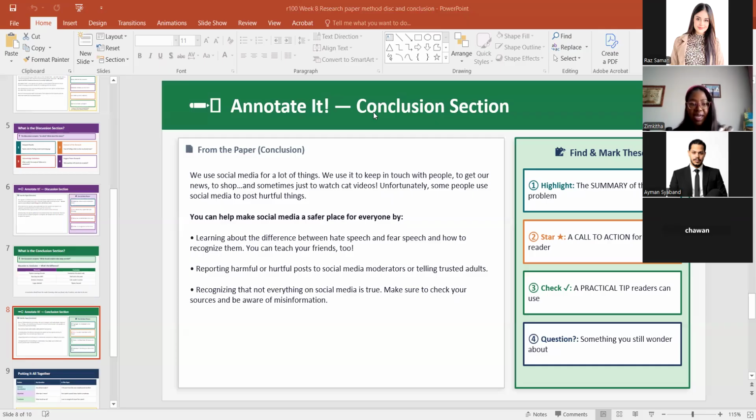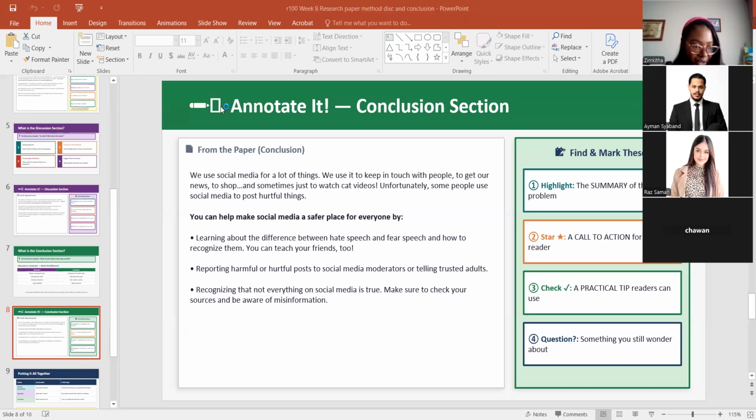Okay, because it says that you can help make social media a safer place for everyone by, and then she tells you what to do: learning about differences between hate speech, reporting harmful and hurtful posts, and recognizing that not everything on social media is true. So those are the call to action. But in terms of the summary and everything, you're right. The first little paragraph, we use social media for a lot of things. All of that is the summary. All right. Thank you so much. You're welcome. Jawan, do you have any questions? No, miss. Thank you.